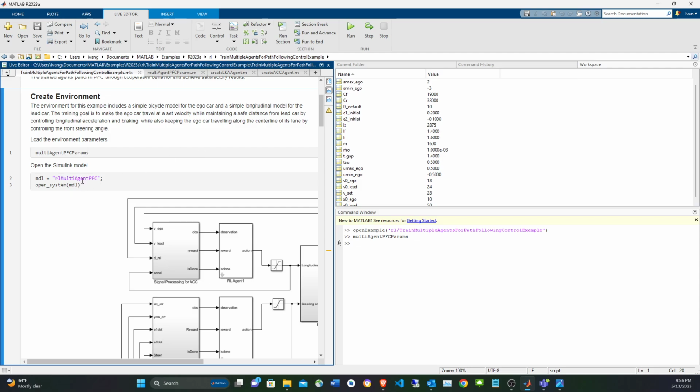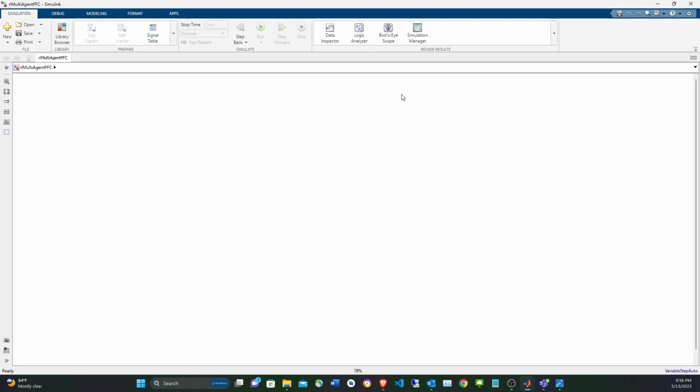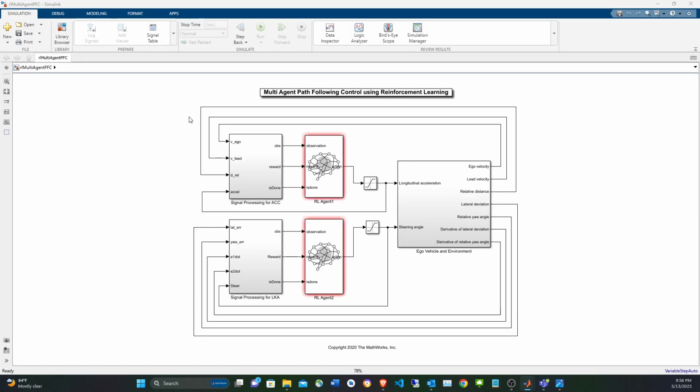Okay, so now let's load the model. And let's give a quick overview of the contents of the model. The model is gonna model the dynamics of the car, of the vehicle, and also it's gonna do some processing to feed the reinforcement learning agents. And you can see that we have a couple of reinforcement learning agents. The top one is for acceleration, and the bottom one is for steering. And both of them are in red because we have not created them yet.